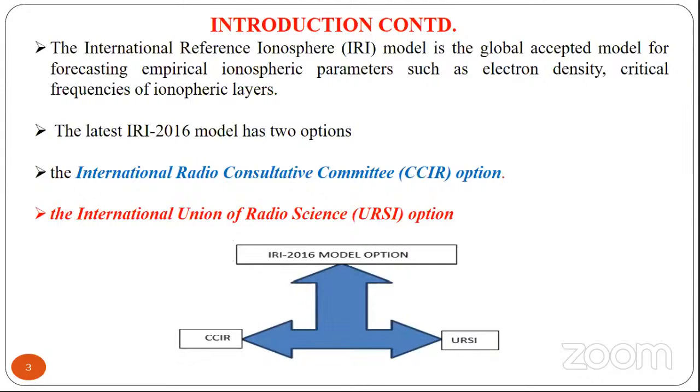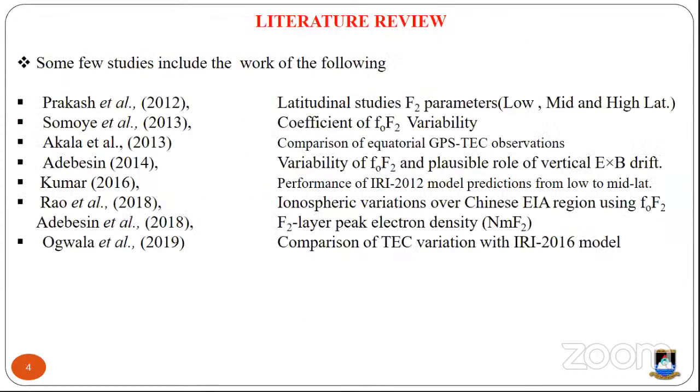The International Reference Ionosphere, IRI, model is a globally accepted model forecasting empirical ionospheric parameters. And the latest one is the 2016 model. This one comes with two options: the International Radio Consultative Committee option, CCIR, and the International Union of Radio Science option, URSI. These two options of the model will be used to compare the experimental data. The aim of the study is to compare the performance of the IRI 2016 model with the measured or experimental data gotten from an ionosonde. Some few studies on this work include the work of these authors listed.